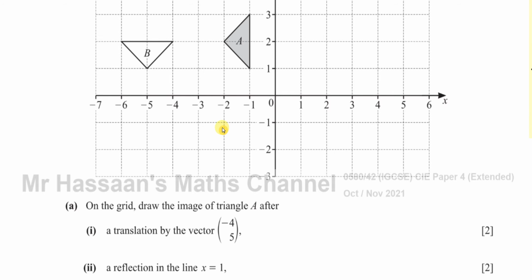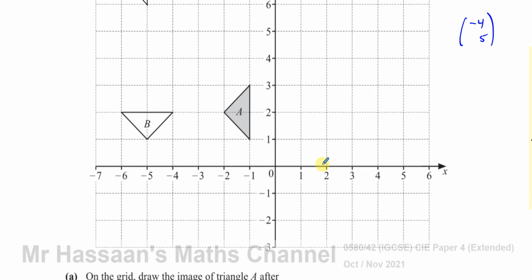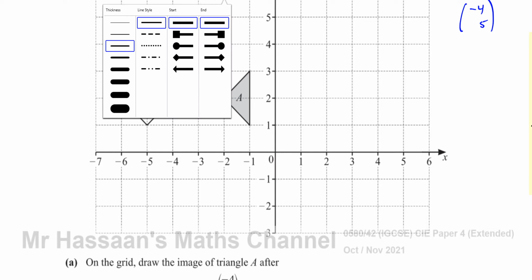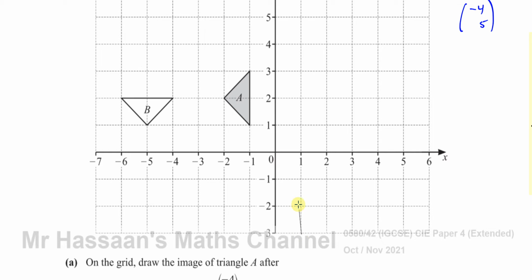Then it says a reflection in the line x equals 1. So first we've got to draw the line x equals 1. Now the line x equals 1 is a vertical line that passes through 1 on the x-axis. So the line x equals 1 will be this line over here. That's the line x equals 1. Let's try and make it accurate. Okay, it goes exactly through 1 on the x-axis. This is the line x equals 1.